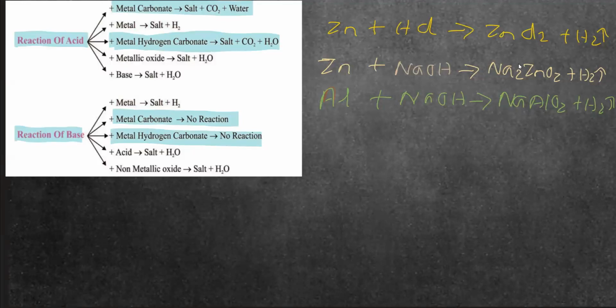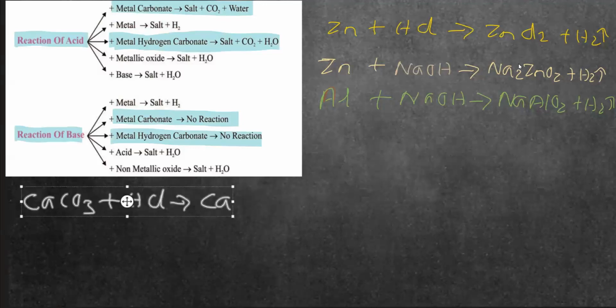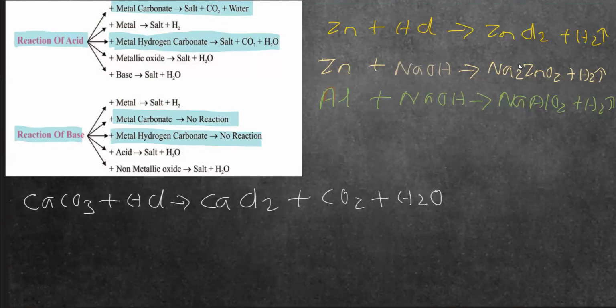So we can take, for example, acid reacts with metal carbonate. Let's take calcium carbonate, that is CaCO3. If it reacts with an acid, say HCl, it gives you three products. As you can see, what is formed here? Salt, carbon dioxide, and water. So the salt formed here will be CaCl2, calcium chloride, plus carbon dioxide and water. These are the products formed.